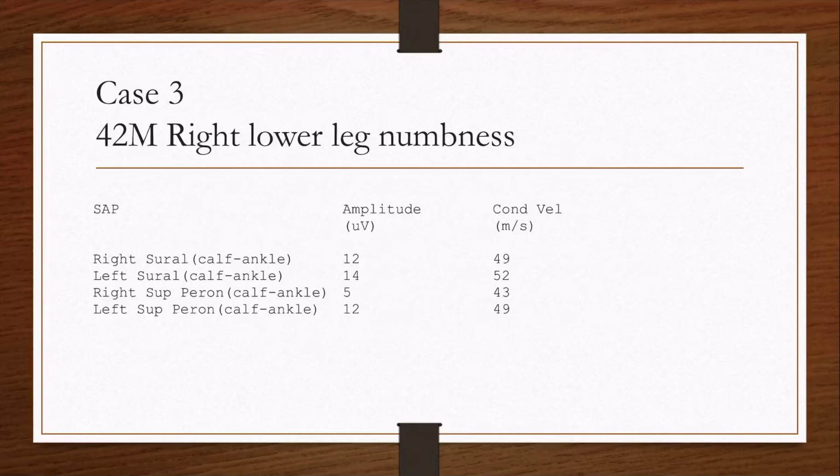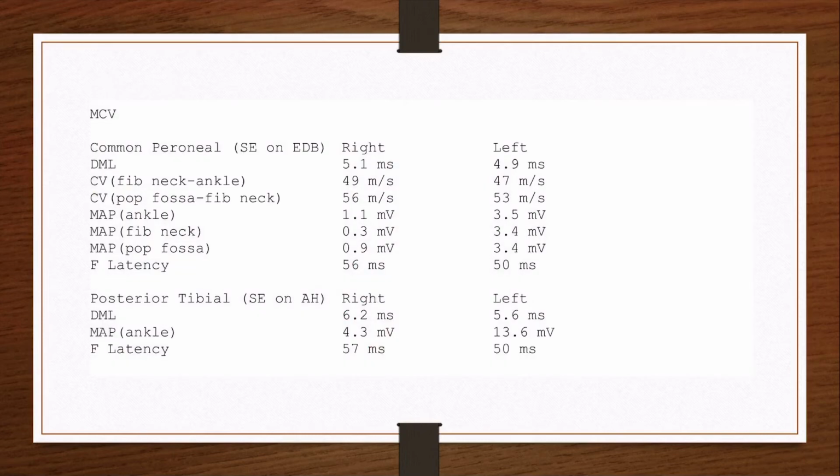Right sural, amplitude of 12, that's fine. 14 for the left side, so that's all very, very normal. Superficial peroneal, so we can see there's a bit of an asymmetry going on over here. Technically speaking, this is acceptable. So there might be some impairment of these sensory fibers over here, and you might very justifiably think that there is a peripheral neuropathy process, but hold that thought. Let's have a look through the motor conduction values now.